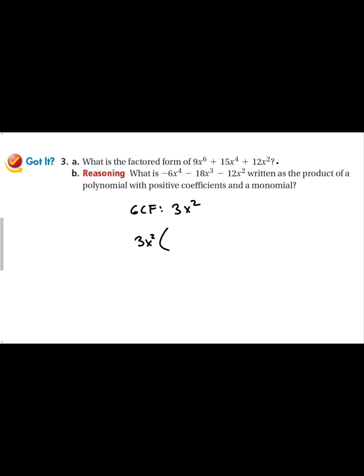Okay? Let's divide it out. Let's see what's going to be left over. Well, there's going to be a 3 because 3 times 3 is 9. And there's going to be an x to the 4th because x squared times x to the 4th is x to the 6th, plus 5x squared, plus 4, and no variable there because 3x squared times 4 is 12x squared.